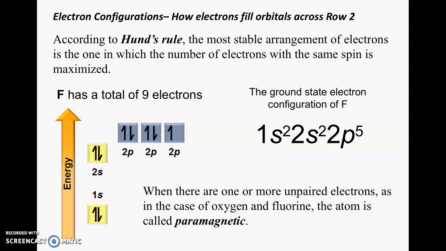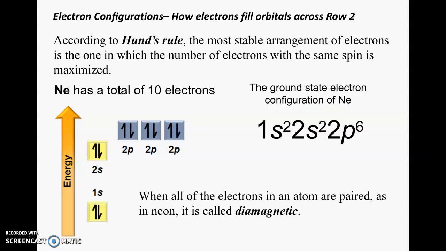Fluorine has 9, and I didn't mention in the last one, when you have your electrons singly in the p's, those are paramagnetic, and fluorine, as you can see, is paramagnetic because it has an unpaired electron. And then if we look at neon, all the energy levels, all the orbitals are filled, and they're all paired electrons, so this is diamagnetic.